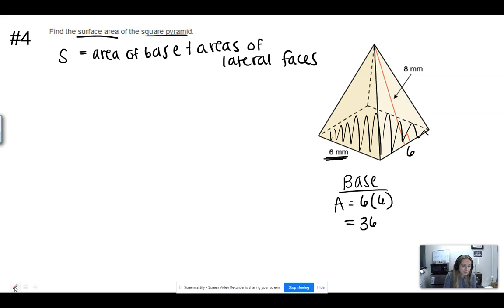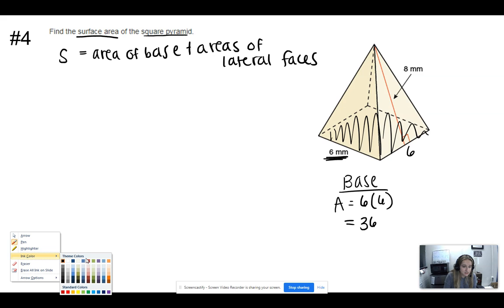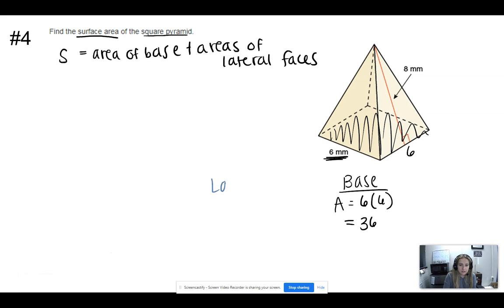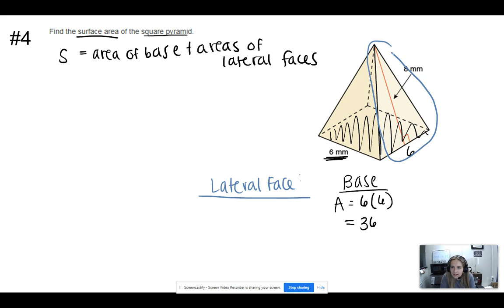Now we need to find the area of our lateral faces. Okay, so our lateral faces, they're always identical. So let's take a peek at this triangle right here, okay? I know that the base is going to be 6, and it gives me that the height is going to be 8. So area of a triangle is base times height divided by 2. If the base is 6, the height is 8, we divide it by 2. That's going to be 48 divided by 2, which is going to give me 24.